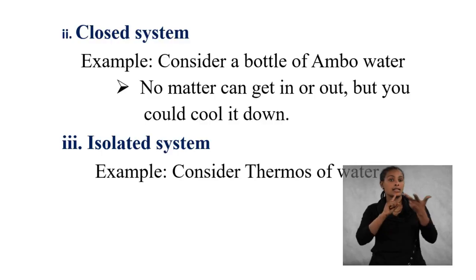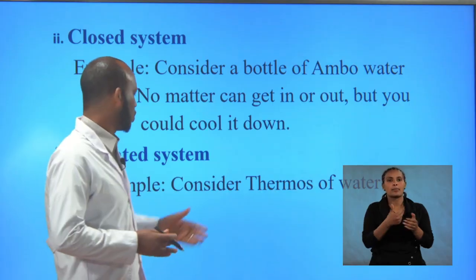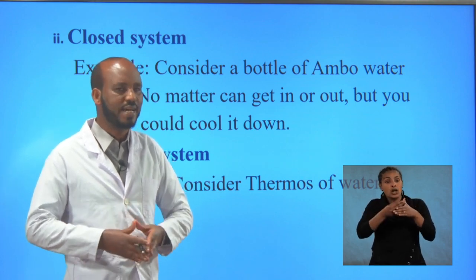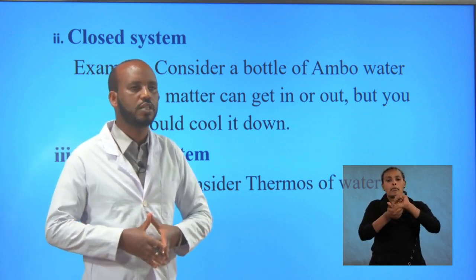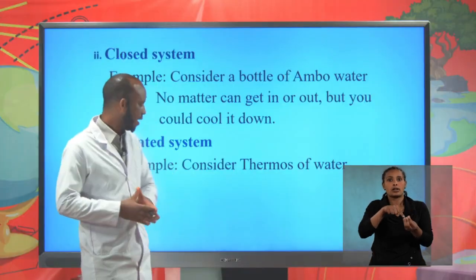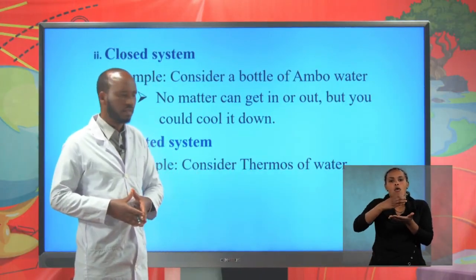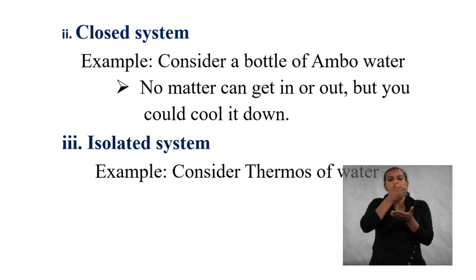The third type of system is isolated system. This is a system in which neither energy nor matter can exchange with the surrounding. For example, a thermos of water. This is the best example of isolated system.